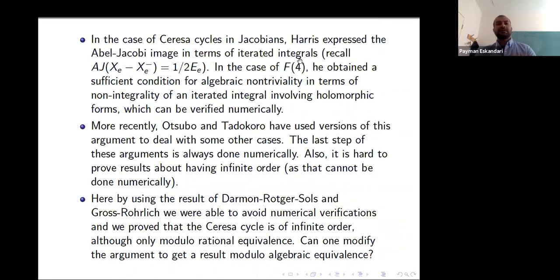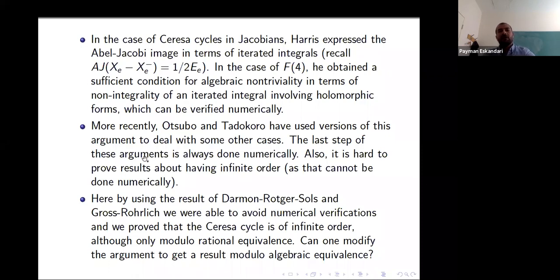Harris expresses the Abel-Jacobi image of the Ceresa cycle, for any curve, in terms of iterated integrals, using the identity that we looked at before. Then, in the case of the Fermat curve of degree 4, using the idea we just discussed, and the fact that these integrals become really nice, he obtains a sufficient condition for algebraic non-triviality in terms of the non-integrality of an iterated integral which involves holomorphic forms. Because you're trying to show that some explicit integral is not an integer, you can just approximate it numerically. And that's what he does. He shows that it's not an integer, and hence he gets non-triviality modulo algebraic equivalence.